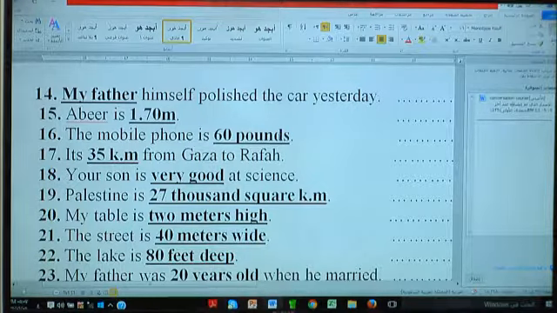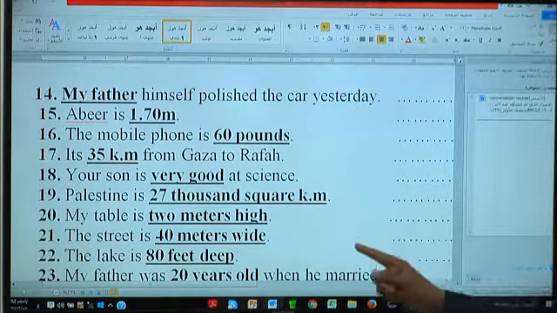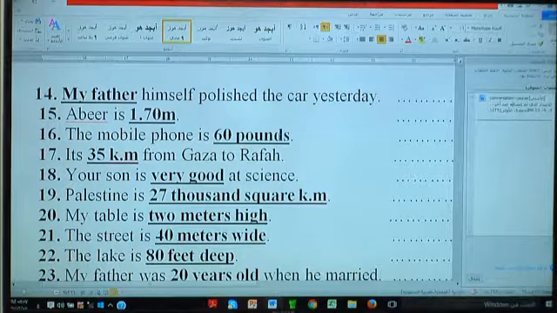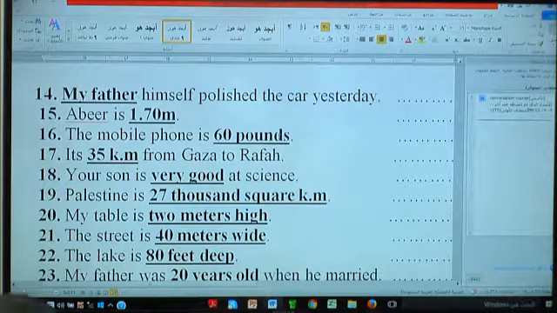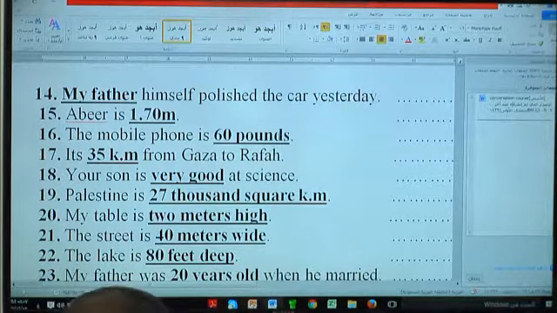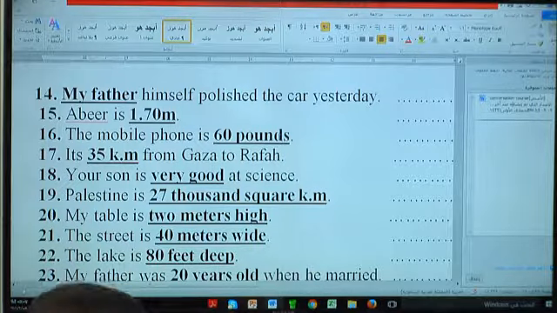No. I want you to begin with number 15. Yes, 15. Look, Abir is 170 meters. How tall is Abir? Yes. Good. Excellent. What do you think? The mobile phone is 60 pounds. Yes. How much is the mobile?